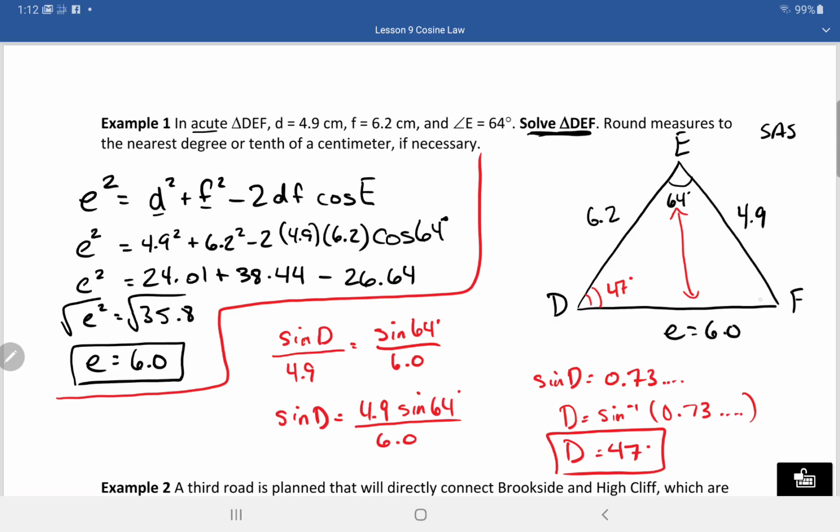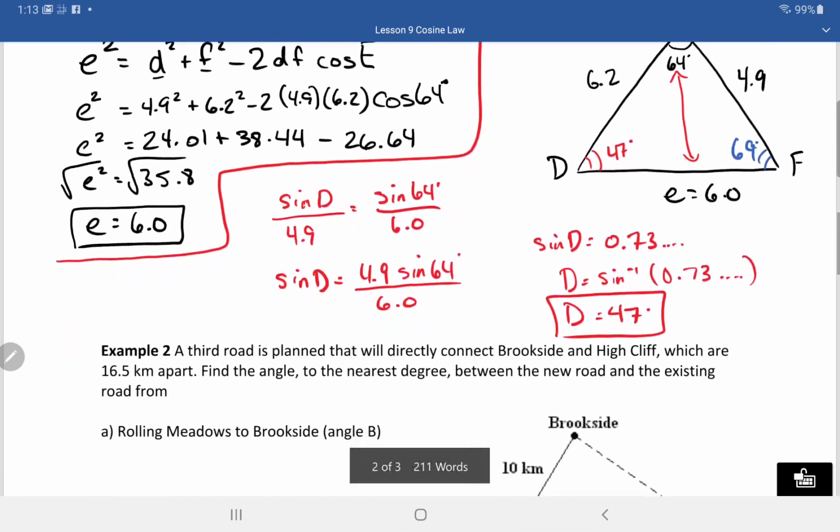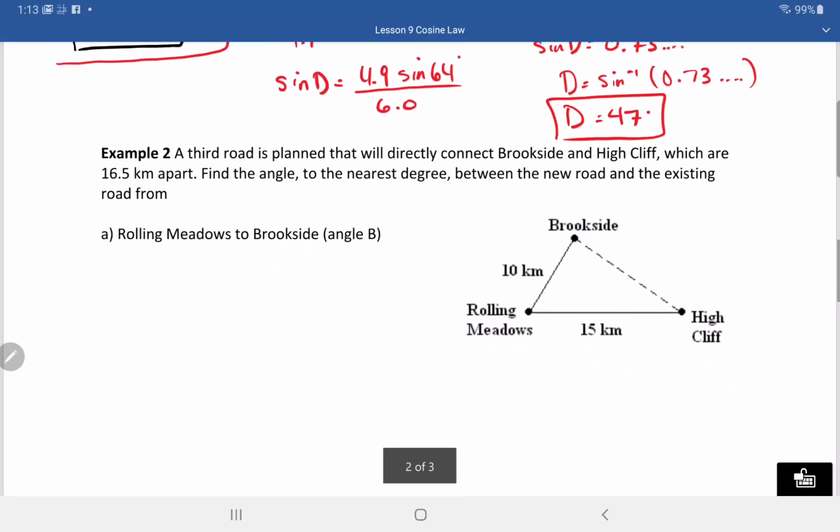I'm out of space to write that, so I'm just going to say it out loud. 180 minus 47 minus 64 degrees. This ends up being a 69 degree angle. Okay, and the triangle is solved. Let's do another example.